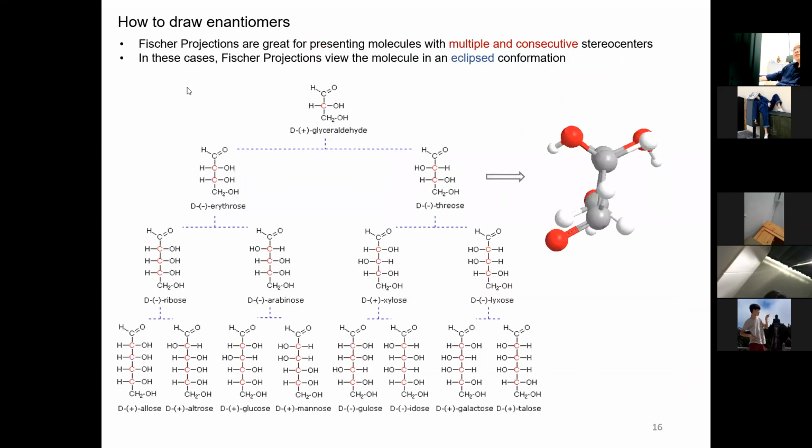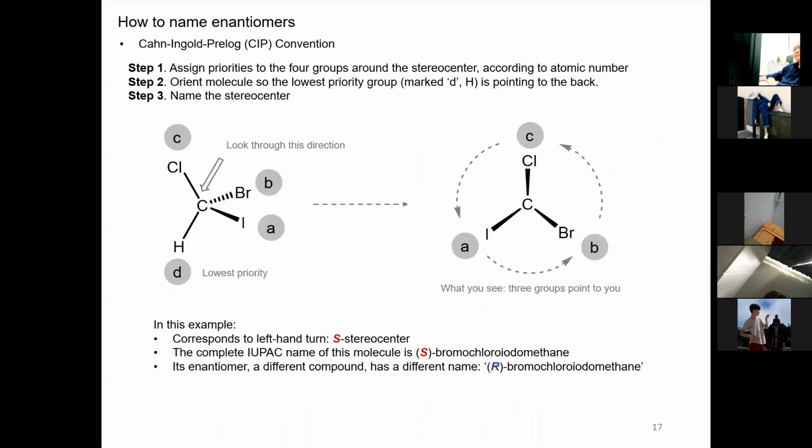And Fischer projections are really good for multiple and consecutive stereocenters. For example, 1, 2, 3, 4, 5, 6, 6 carbons, 4 of them are chiral. So if I ask you to assign these 4 stereocenters R or S, you should be able to do it very quickly. All right, don't waste time on this.